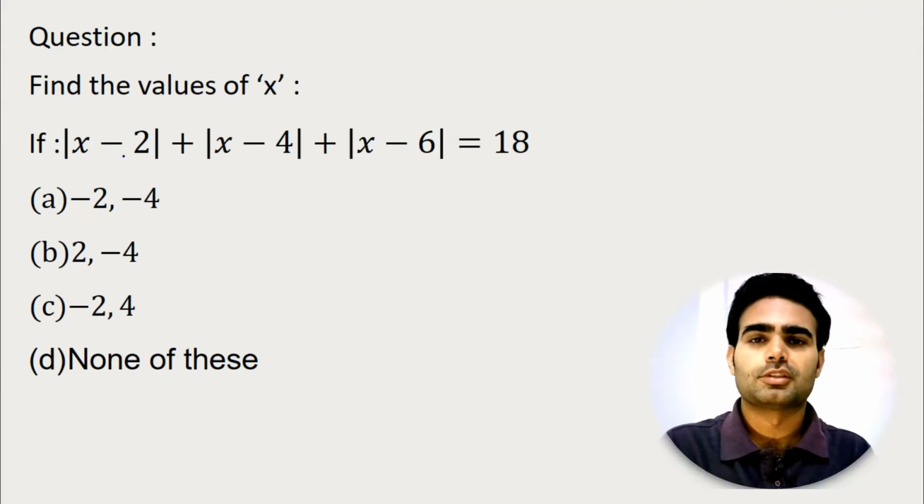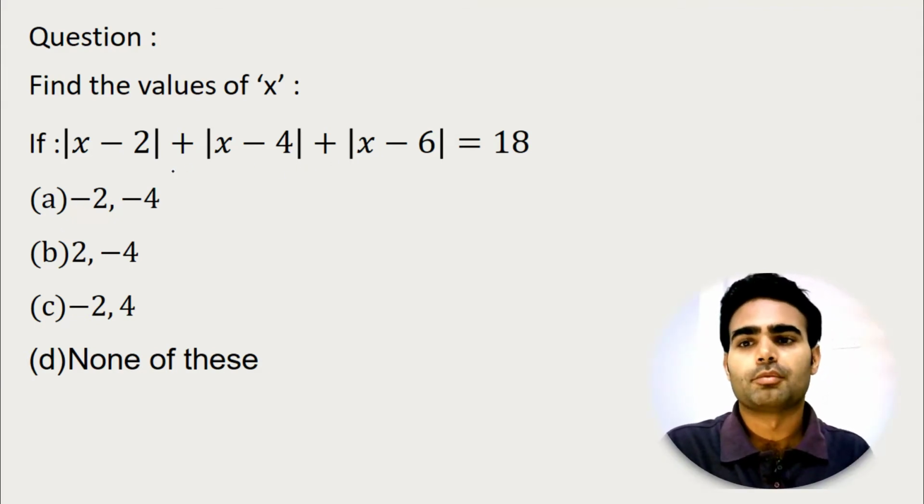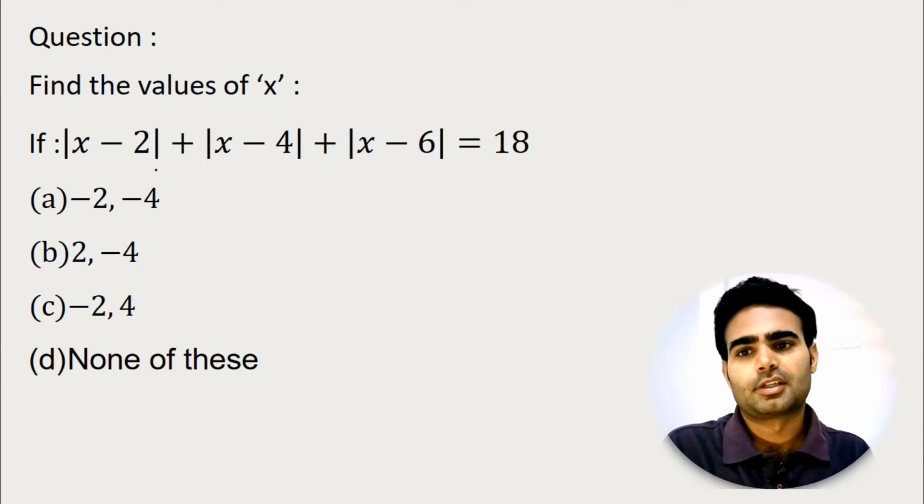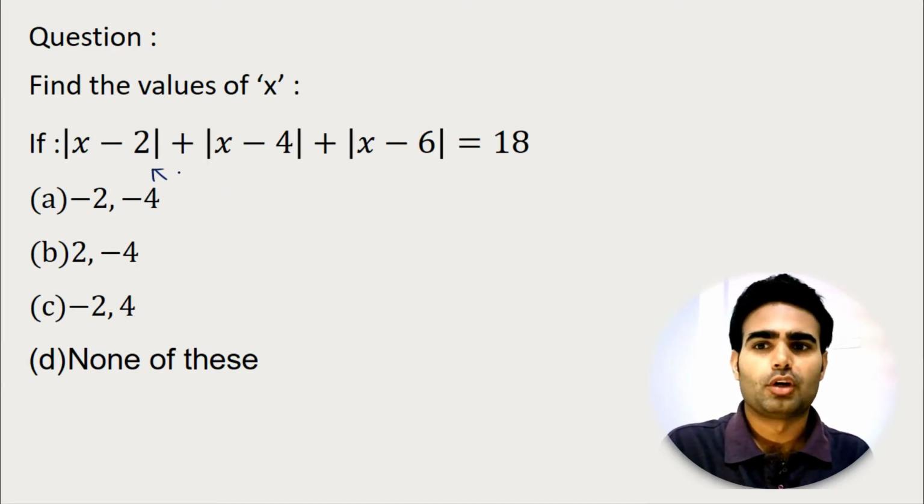Let's read out the question. So today we learn how to open mod with the help of this question. You can see there are three mods and three critical points. The critical point of this mod is 2 because x minus 2 is equal to 0. Critical points means the points at which the mod will become 0.